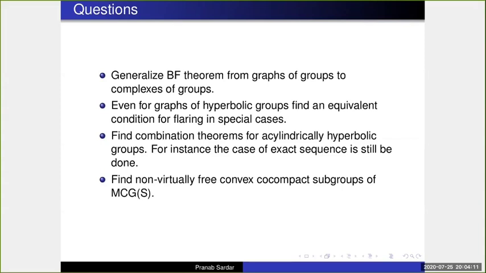The next question is that even for graphs of groups, the flaring condition is very mysterious. Can you find some special cases of graphs of groups where flaring will be implied, and there will be new theorems? And combination theorems for acylindrically hyperbolic groups, as I said, are completely open. Almost nothing is known. The last one is about convex cocompact subgroups. All the convex cocompact subgroups of mapping class groups that are known till now are virtually free. So are there non-virtually-free ones? This is a very big open question.